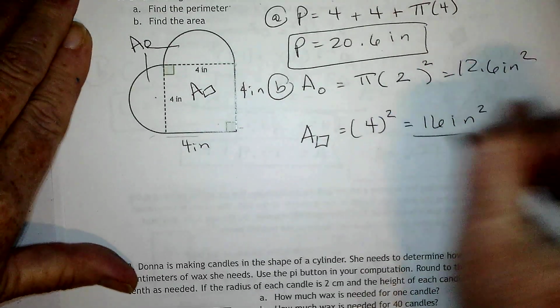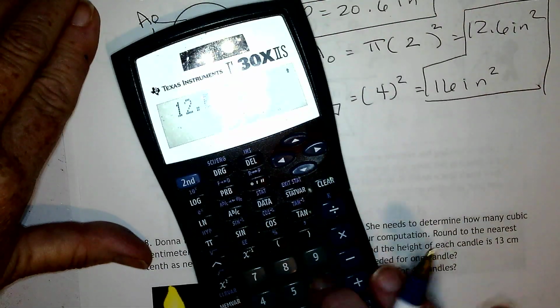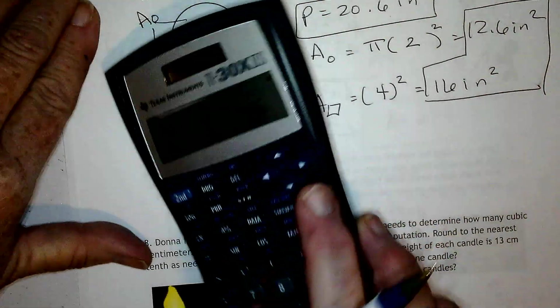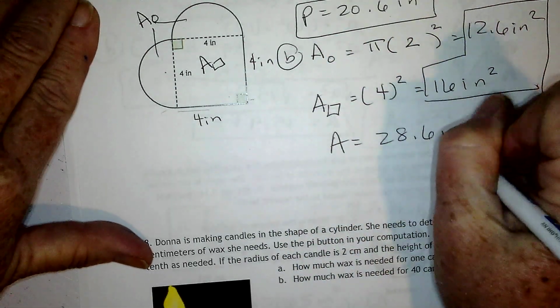inches squared. And then we just add these 2 here. 12.6 plus 16 is 28.6. And it's inches squared.